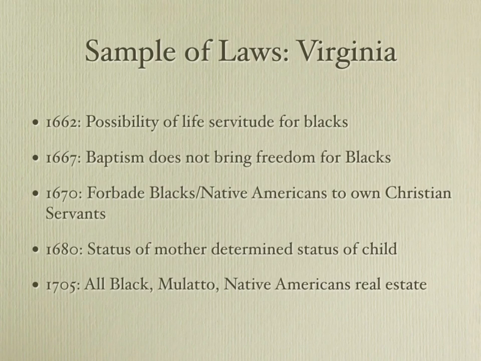In 1705, all black, mulatto, and Native American slaves are real estate. Now, I just need to run over this really quickly. Just because you were a black person in the colonies doesn't mean that you were a slave. Slave is a status or condition, right? So you have to have been a slave in order to be affected by the law. A free black person in the colonies would not have been affected. As a matter of fact, there were free black people who did own slaves, and free Native Americans who owned black people and Native American slaves, right? You would have had white people who owned Native Americans and black slaves.